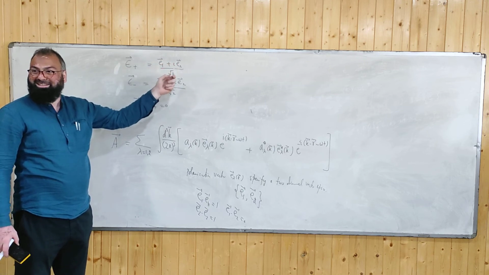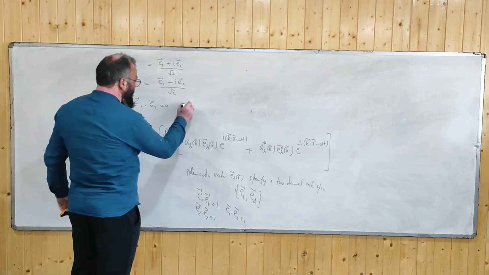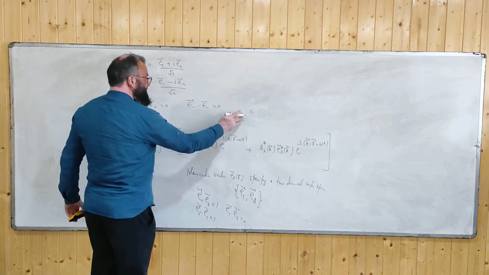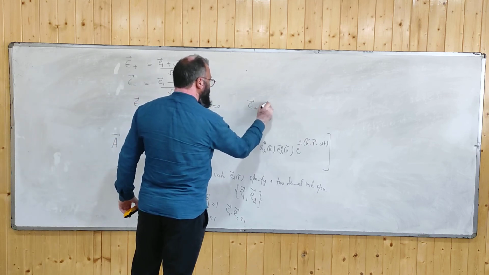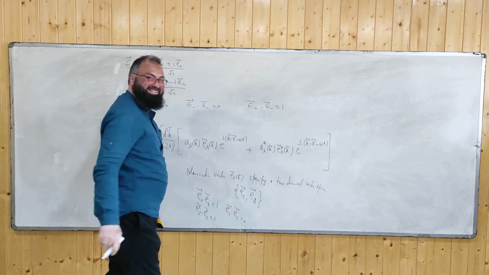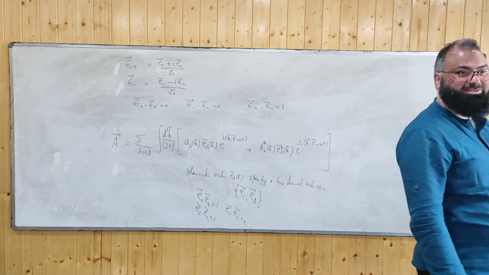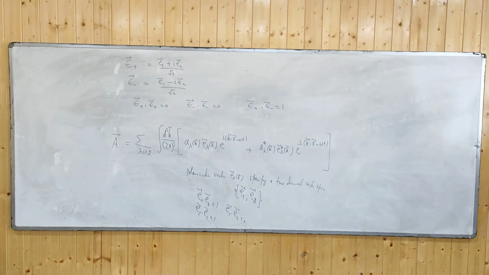E1 dot E2 is what? 0. Got my point? And similarly, if you are having E minus dot E minus, that is again 0, and E plus dot E minus, that is equal to 1. Okay? Got it? समझ आया? Okay. So now let's write them.